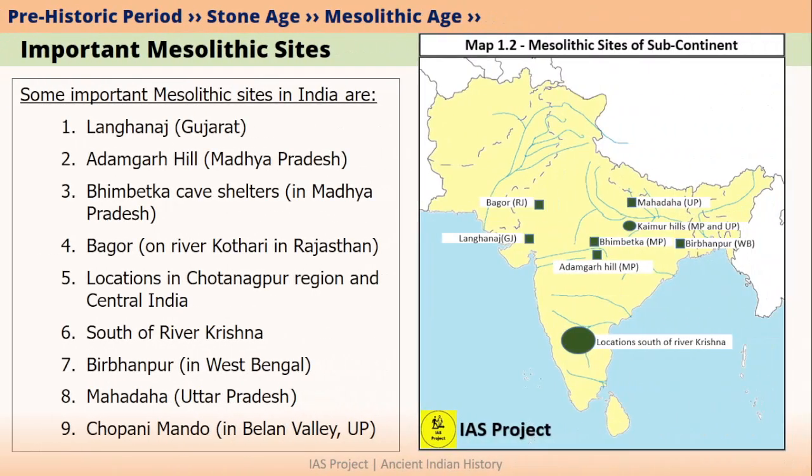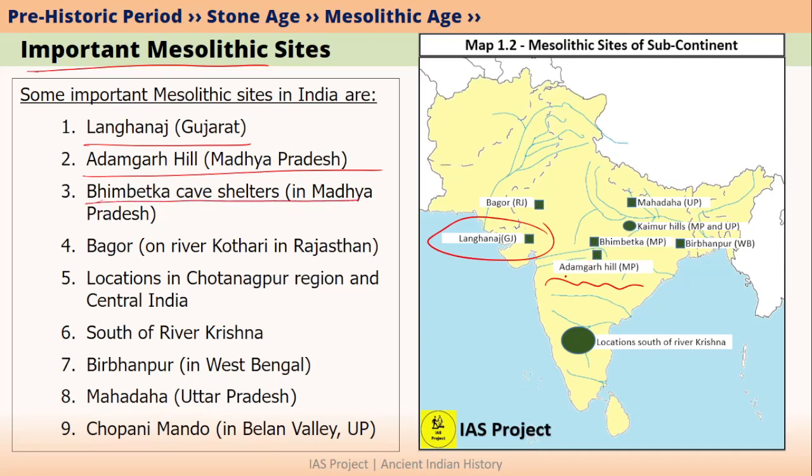We will discuss the features of Mesolithic Age and how Mesolithic Age people lived in our next video. But here, let's look at important Mesolithic sites in India. The first one is Langhnaj, which is in Gujarat, over here. Second one is Adamgarh Hill, which is located in Madhya Pradesh. This is located towards the south of Narmada River. The third site is Bhimbetka Cave Shelters, which are again located in Madhya Pradesh. Bhimbetka is located towards the north of river Narmada. The next site is Bagor, which is located near river Kothari, and Bagor is in Rajasthan.